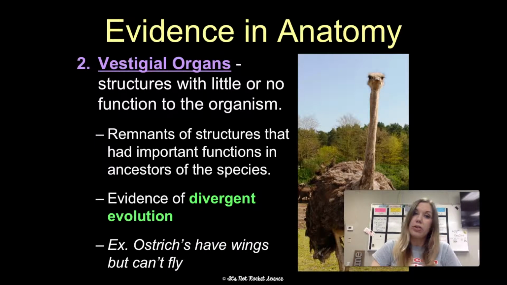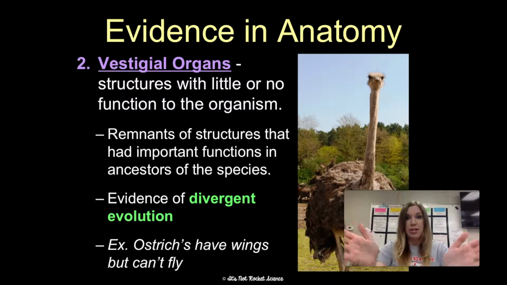Our wisdom teeth are another example of a vestigial structure. In fact, most of us tend to have those taken out because our jaws can no longer support that number of teeth. This also points to evidence of divergent evolution, or closely related organisms that then diverge away from one another. Natural selection acts upon them individually, along their populations individually, and then we start to see these differences.